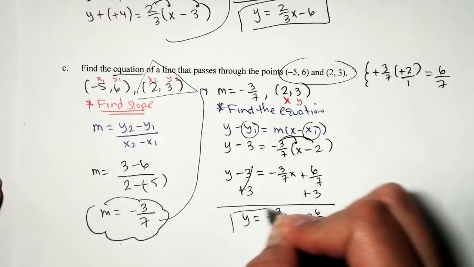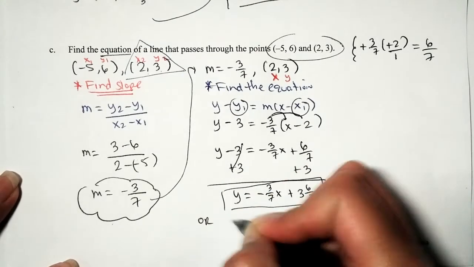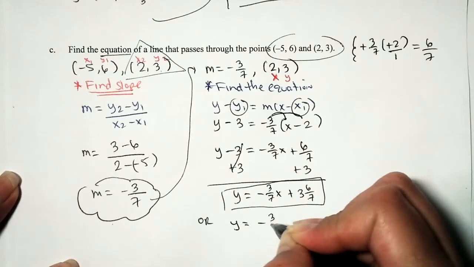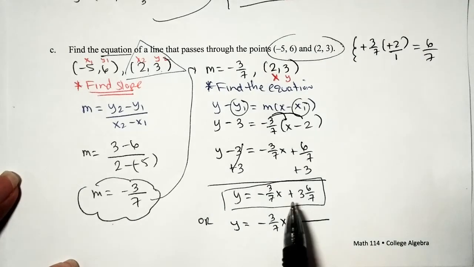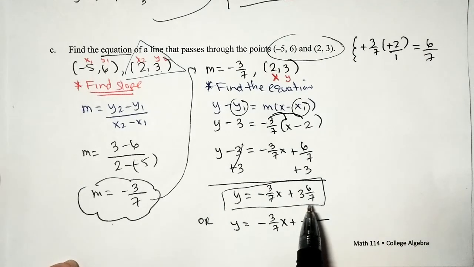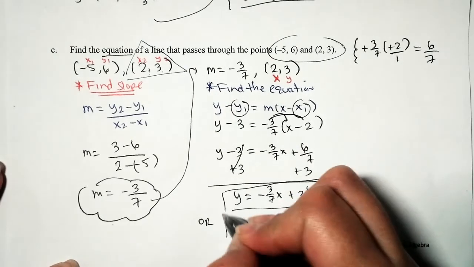Cool. The books usually won't write a mixed number. If there's a mixed number, they'll usually write it as an improper fraction. What is that? 3 times 7 is 21. 21 plus 6, if I was good at math, that will give us 27 over 7.